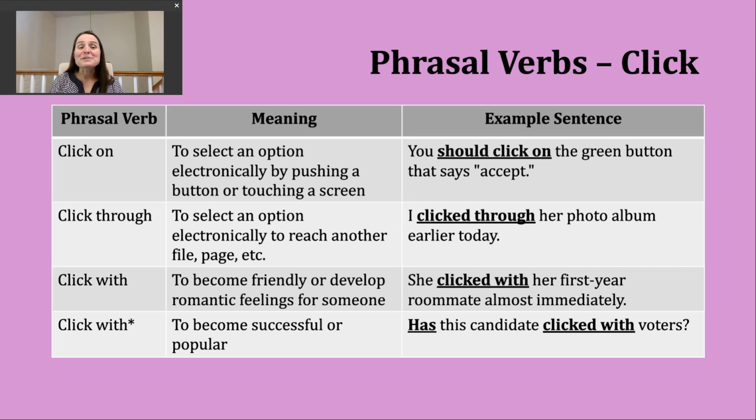A second way you can use click with is to describe someone or something becoming successful or popular. An example of this: has this candidate clicked with voters? So in the next few months, we're going to have another sort of important election here in the United States. And so there's already kind of a start to debates and advertising. And here we have a question of kind of, is this person becoming popular with voters?